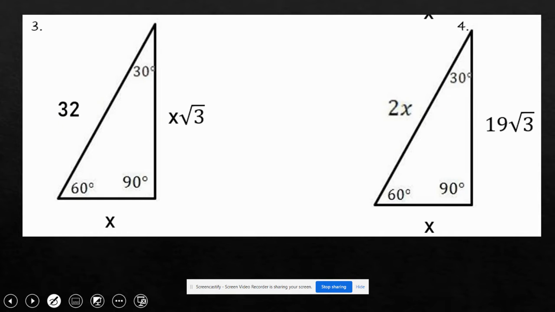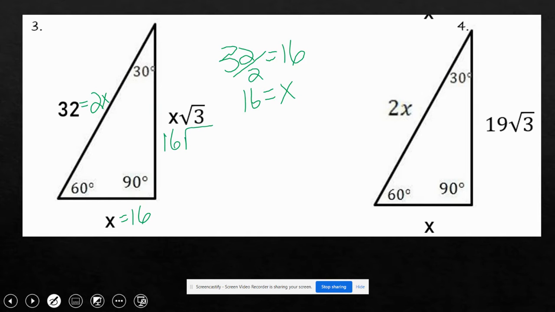Example 3, 32 was 2x, or 2n. So we're going to take 32, divide it by 2, and get 16. So 16 is our x. Makes this length down on the bottom 16. And this length opposite the 60-degree angle, 16 square root of 3.